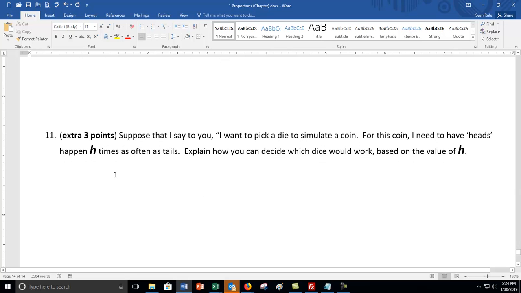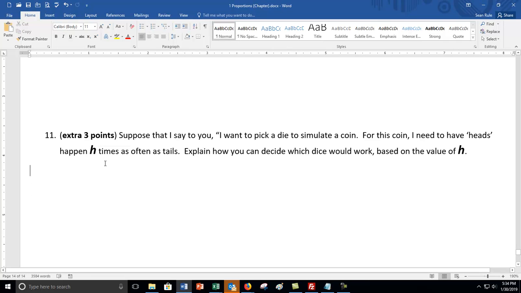Extra points. Suppose I say to you, I want to pick a die to simulate a coin. For this coin, I need to have heads happen H times as often as tails. Explain how you can decide which dice would work based on the value of H. I promised Elizabeth that I would answer this question, and I'm not going to lie to you, my friend. I'm going to answer it right here.